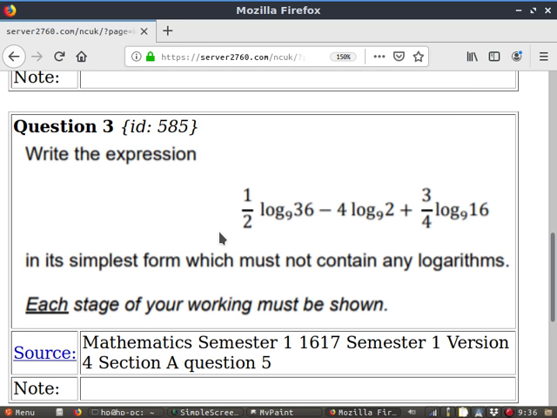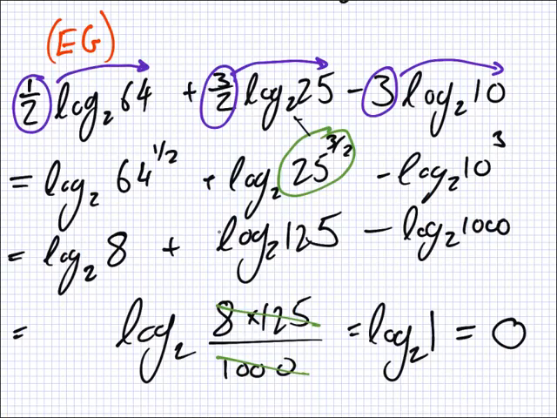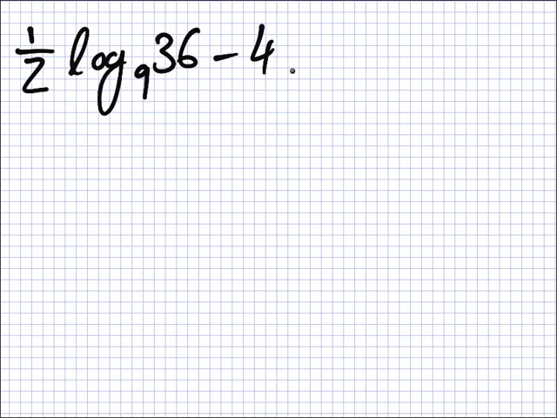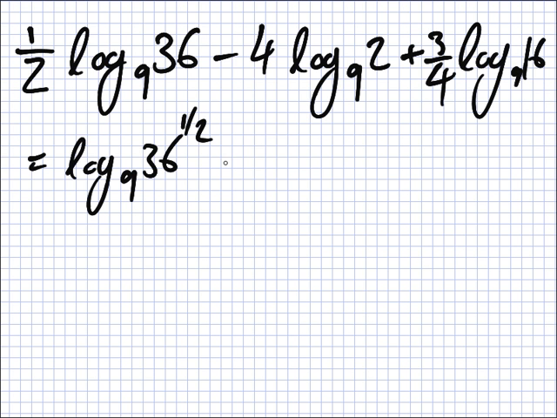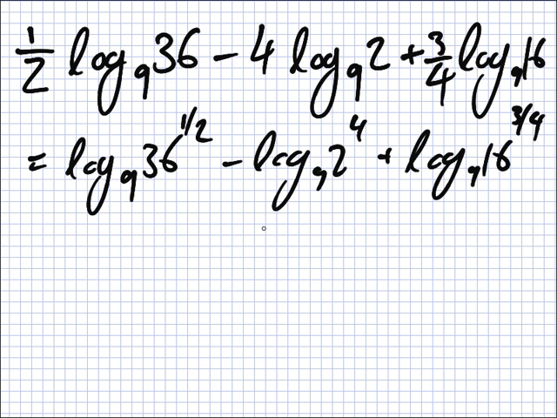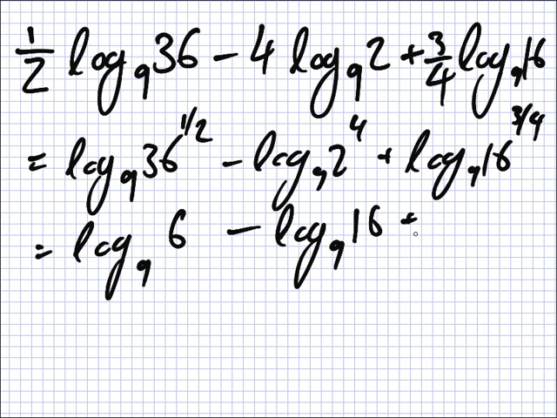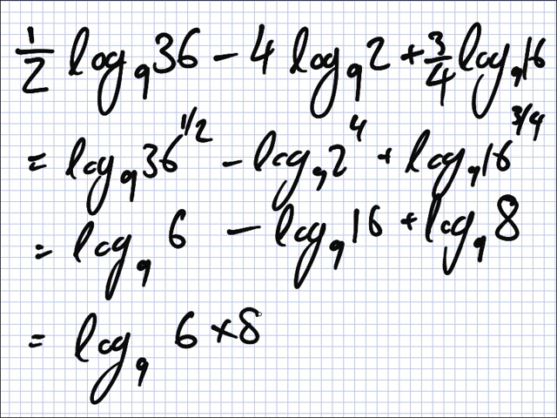Have you got the answer? Let's check. Looking like you're wrong there. Let's use the rule we used previously. This is log 9 of 36 to the power a half minus log 9 of 2 to the power 4 plus log 9 of 16 to the power 3 quarters. This is log 9 of 6 minus log 9 of 16 plus log 9 of 8. This is log 9 of 6 times 8 over 16.